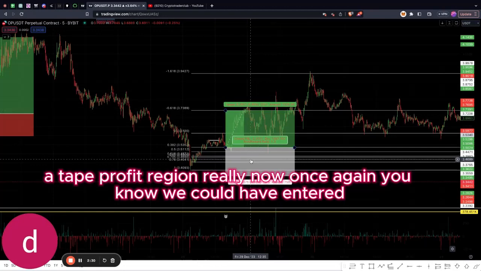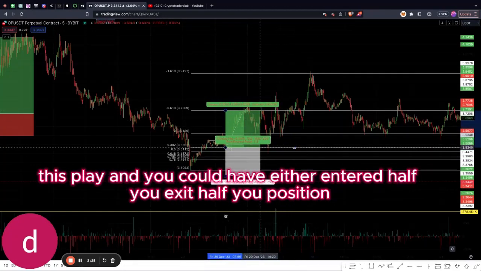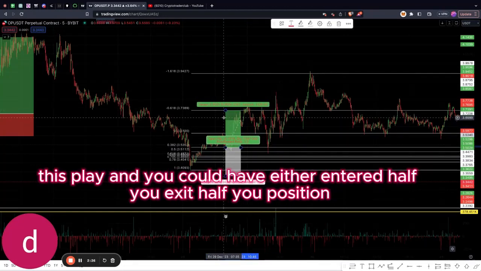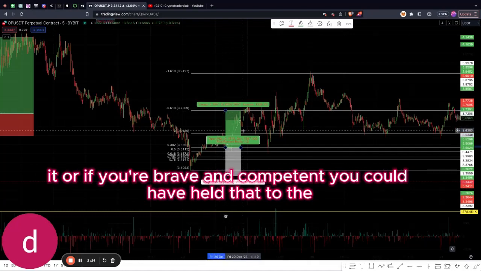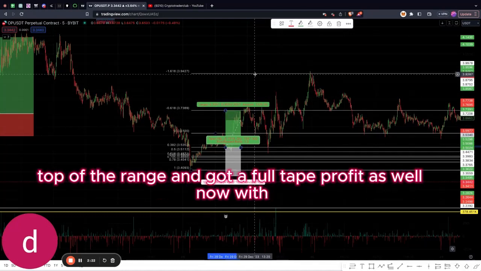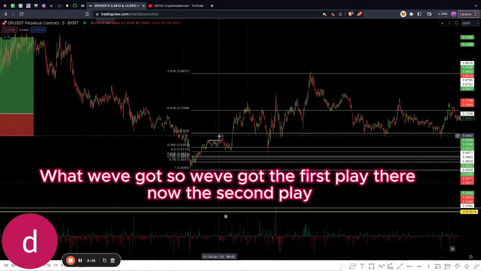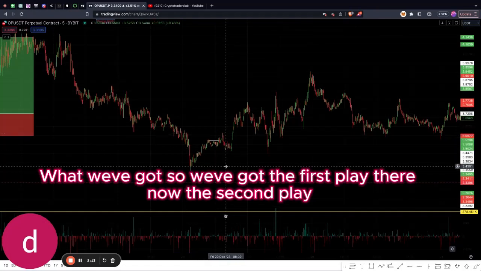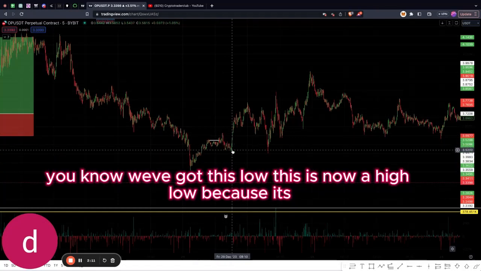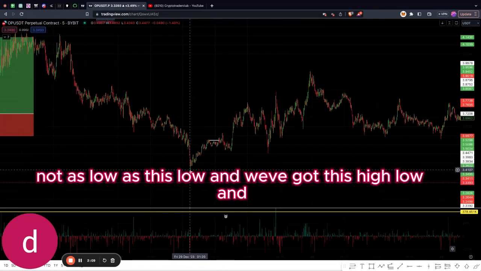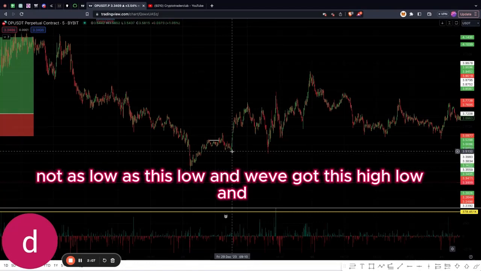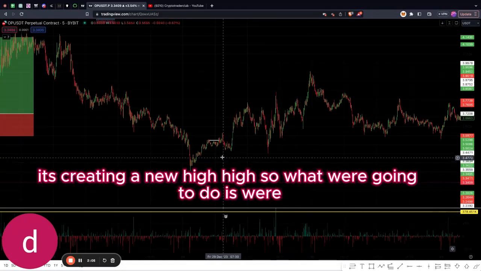Once again, we could have entered this play, and you could have either exited half your position here, or if you're brave and confident, you could have held that to the top of the range and got a full take profit as well. Now, the second play: we've got this low, and this is now a higher low because it's not as low as this low. And we've got this high low, and it's created a new high.